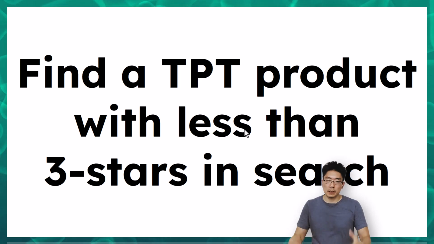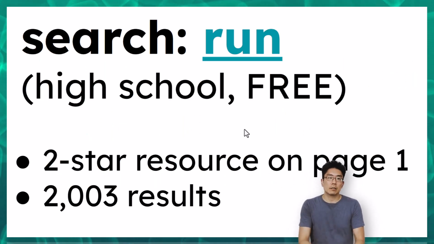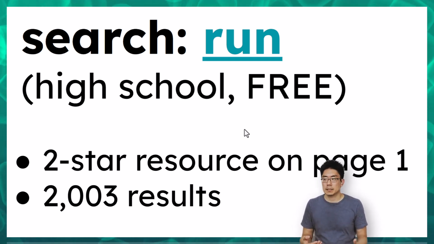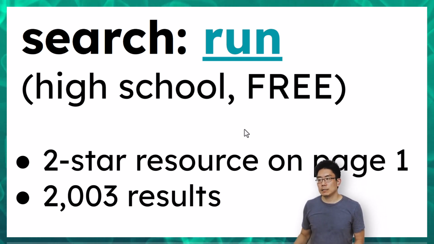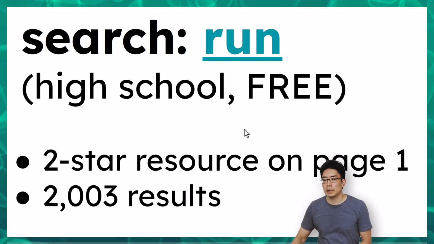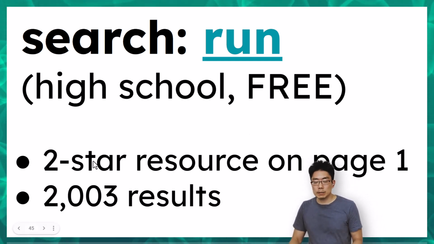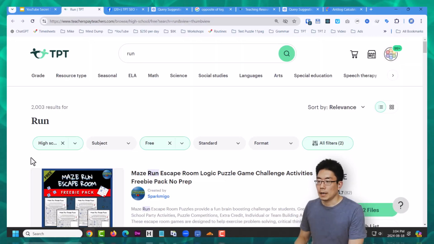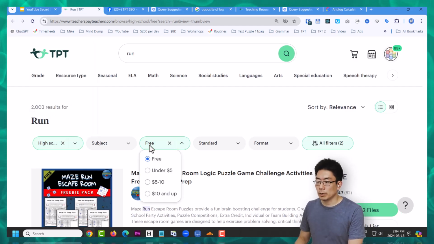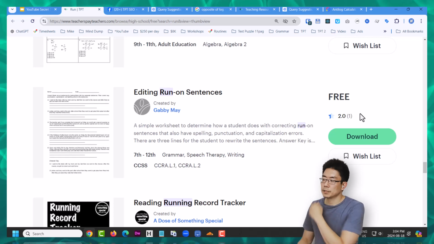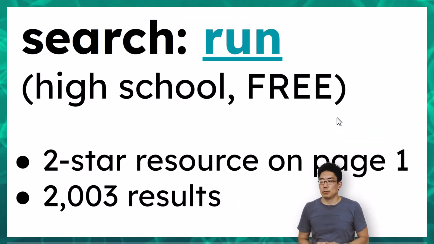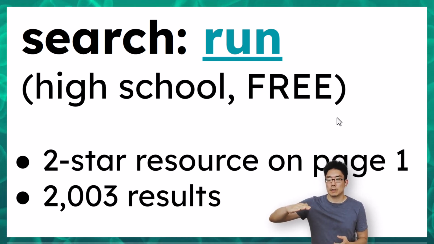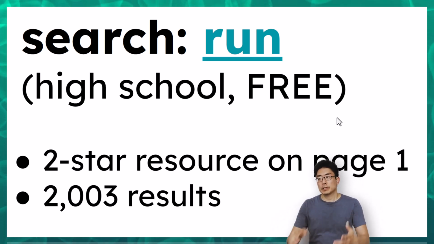So that was a bounty for the email community, and the winning entry, who only won by a couple of minutes, found that when you search for the key phrase run and you set it for high school and free resources only, there's a 2-star resource on the first page, and there's 2,000 results in this search term. So if I click on run here, I can see it's filtering for high school. It's showing only 3 resources. And if I scroll to the bottom, here's a resource that only has 2 stars. So this person proved that actually it's not blocking results lower than 3 stars because they were able to find a 2-star result.